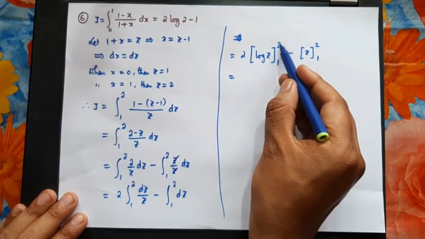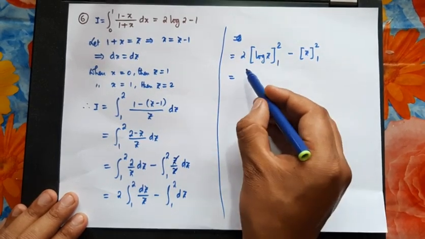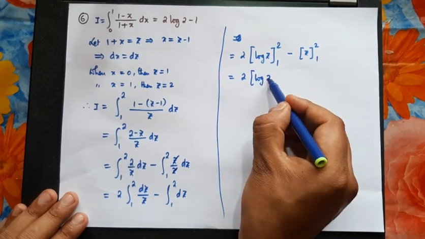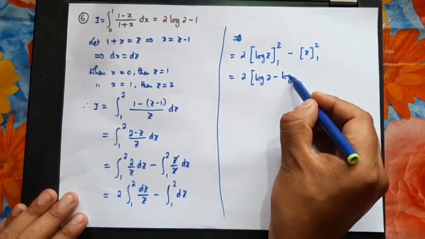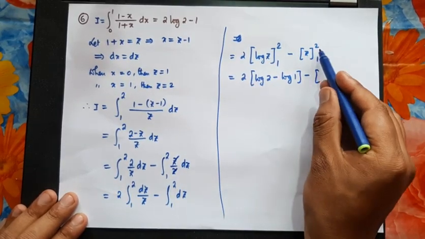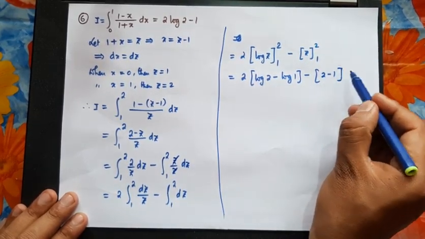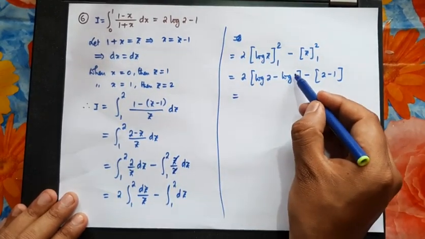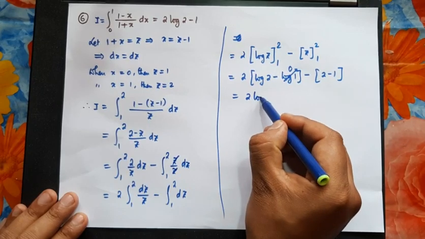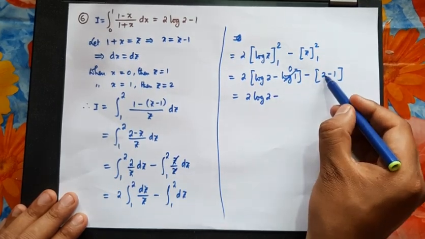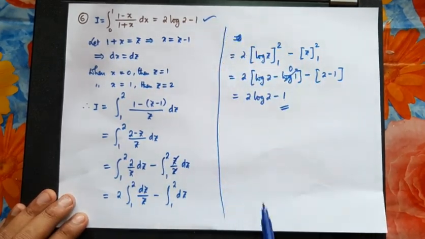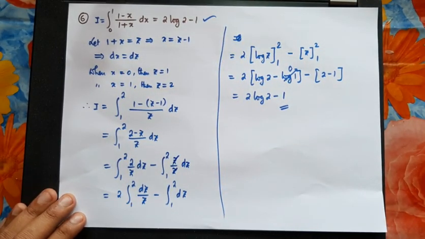So let us substitute the values of upper limit and lower limit. So we have 2 (log 2 minus log 1) minus (2 minus 1). So we know that log 1 is how much? Log 1 is 0, so we have 2 log 2 minus, how much is this? It's 1. So that's what we needed to show. So pause the video to note down.